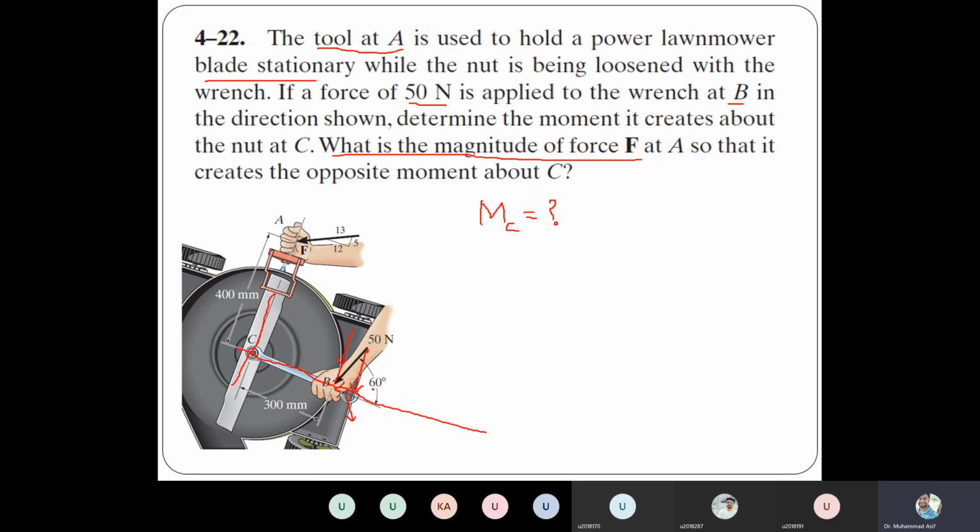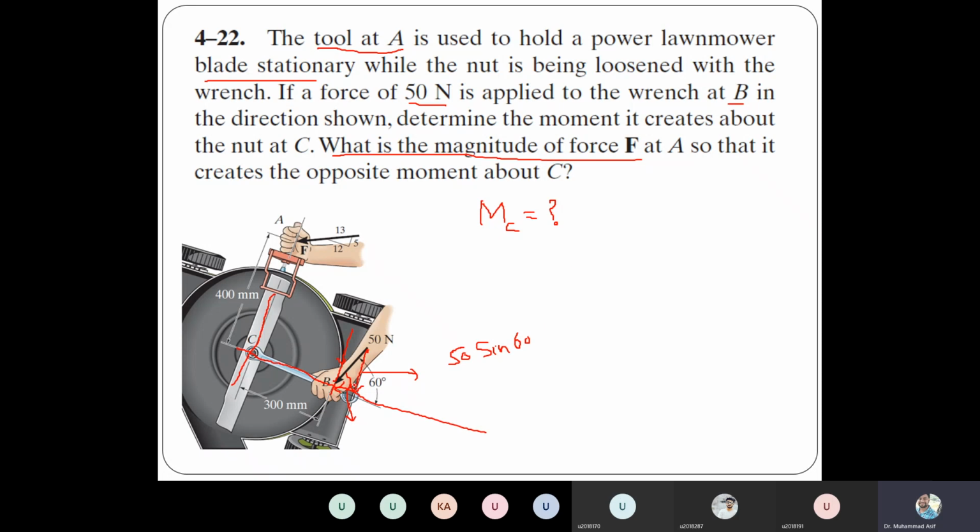If this angle is 60 degrees, then this component is basically 50 sin 60, because it is in front of the angle. What is the value of this component? Sin 60, yes. So this is 50 sin 60. So this component will produce a moment, and the moment arm for this force is 0.3 meter.